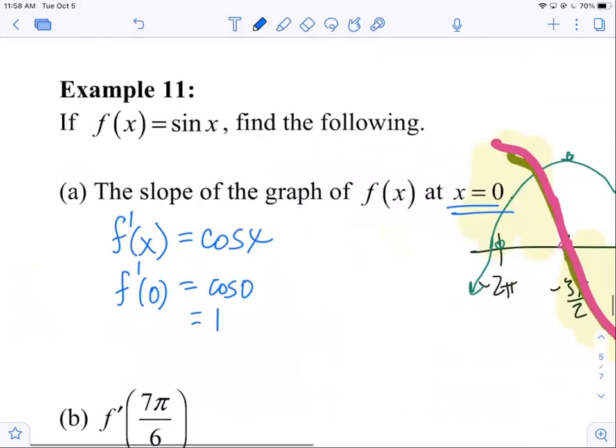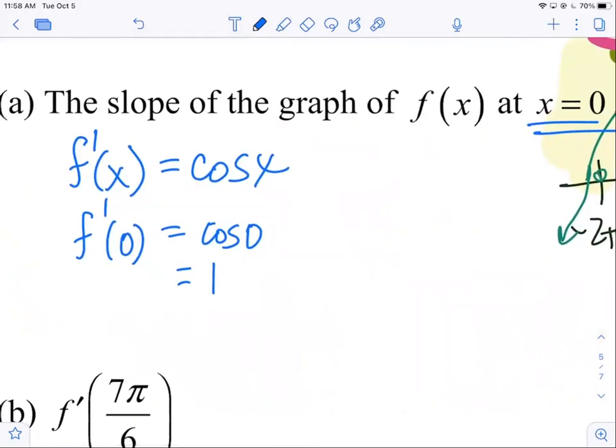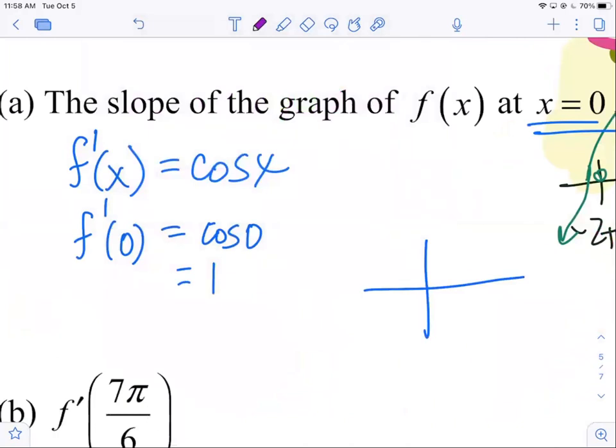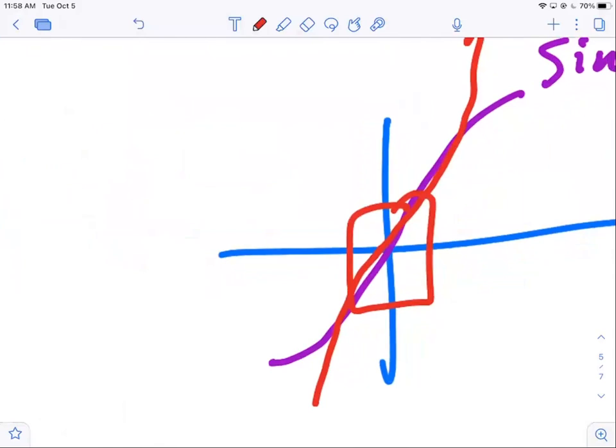Now this is a good way to confirm also what I told y'all back in the day when we were doing the limits as x goes to 0 of sine of x over x and tangent of x over x. Because remember I said near 0, tangent of x and sine of x behave the same way, don't they? Here would be sine of x. And then tangent of x curves the other way. It curves like this. That's tangent of x.